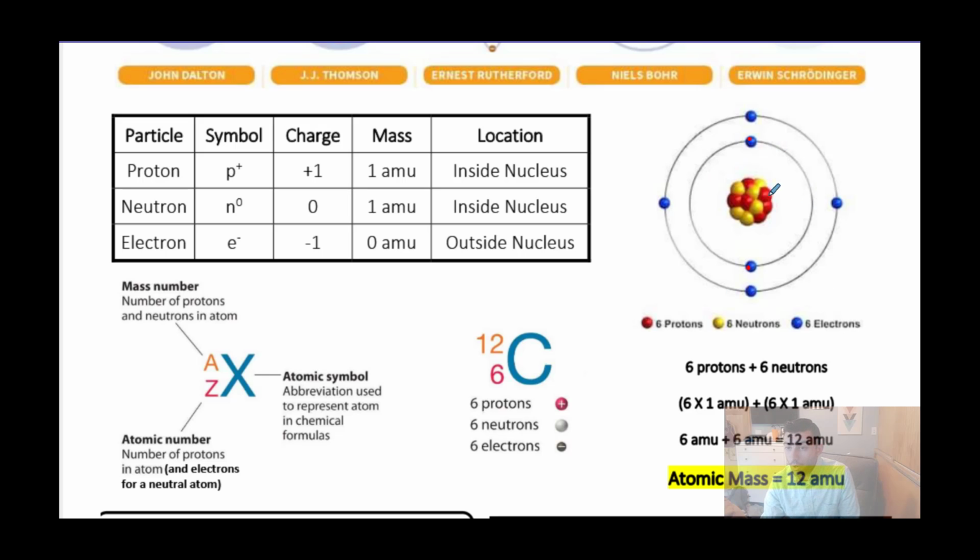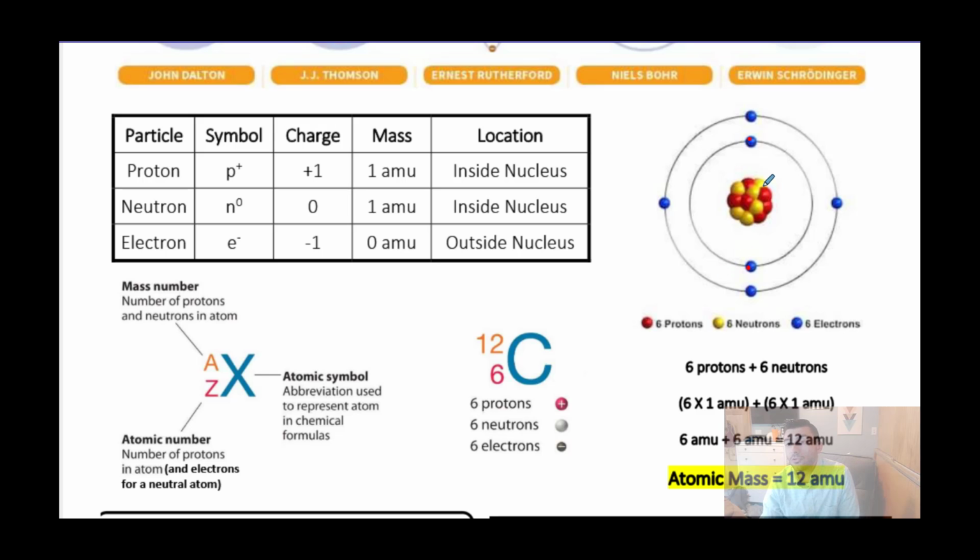We can identify what element this is by counting up the number of protons. There are 6 protons here, and that corresponds to the atomic number, which we can then reference on the periodic table. It's the biggest number on there. Atomic number 6 is carbon, so this atom is an element of carbon.